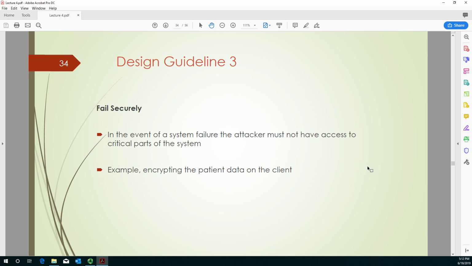That's one example. The other example is someone manages to steal the hardware or the hard drive of that particular doctor. If that doctor had encrypted the hard drive that had patient data, then even if the hard drive is stolen, we are assuming that whoever has stolen the hard drive cannot actually get any information out of it. That's another example for failing securely.